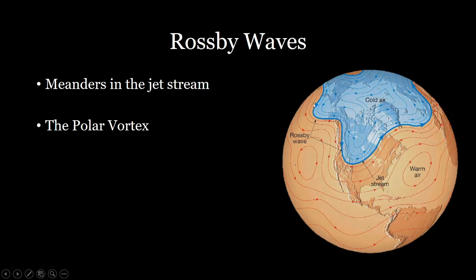And so you can see here, if the jet stream is kind of straight, then this cold air mass of the polar cell is confined to the more polar latitudes. But as this jet stream gets more wavy, this cold air mass gets pulled further down, and that can cause some really severe cold weather systems all the way down into the United States.